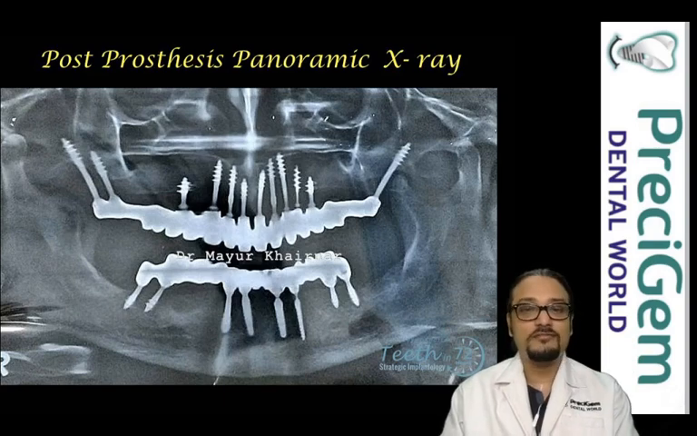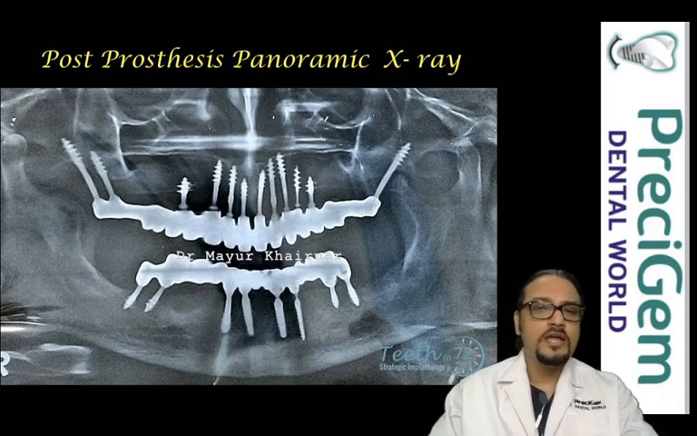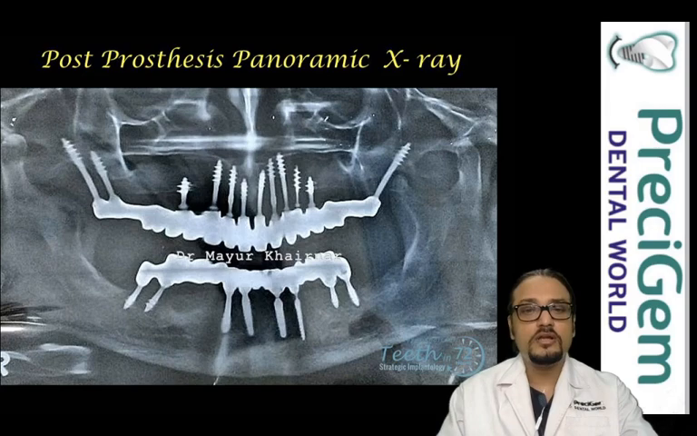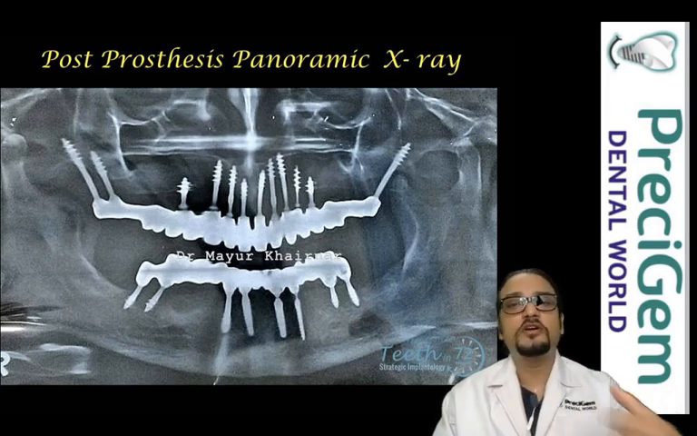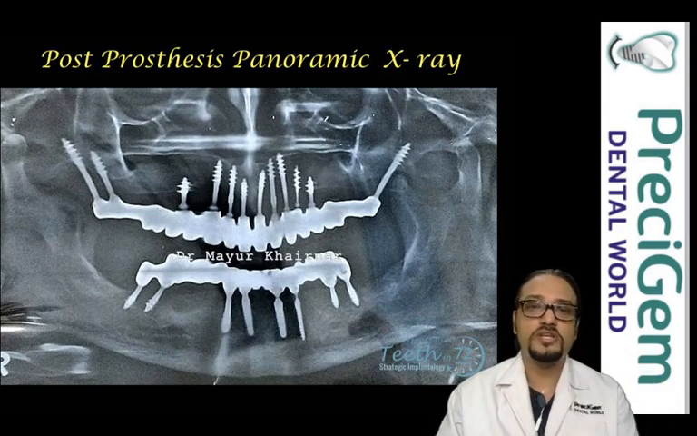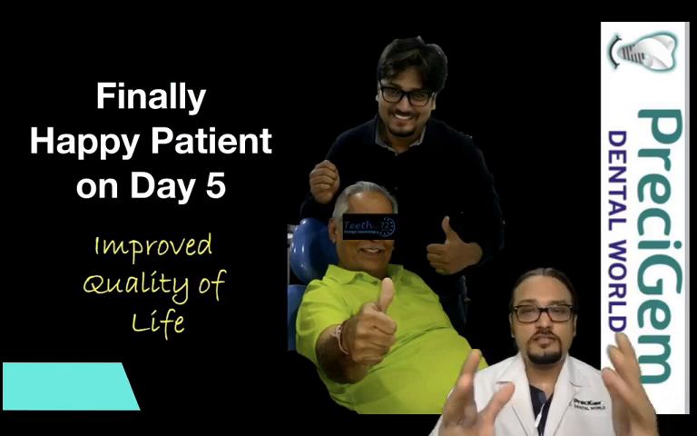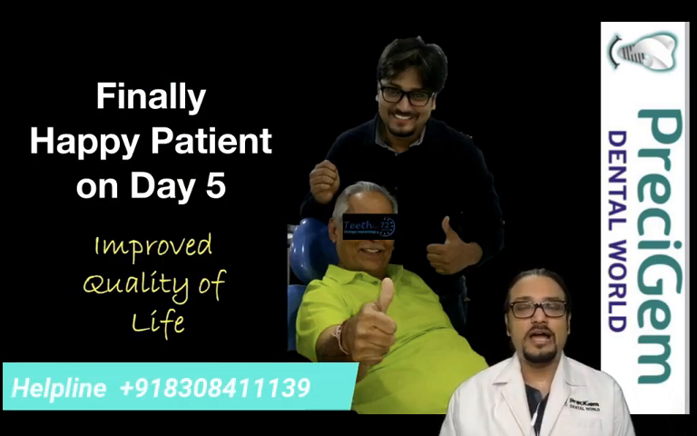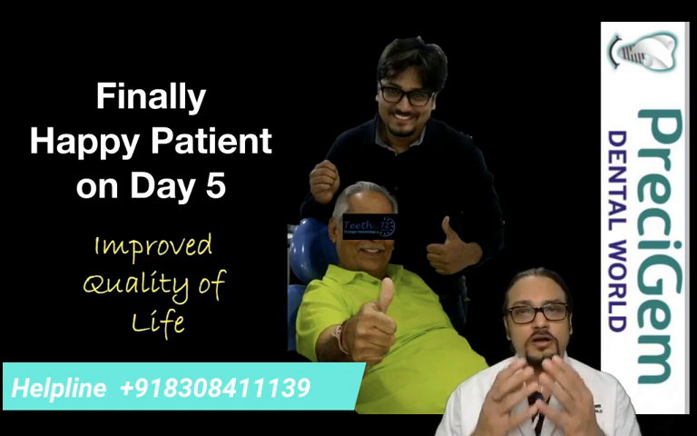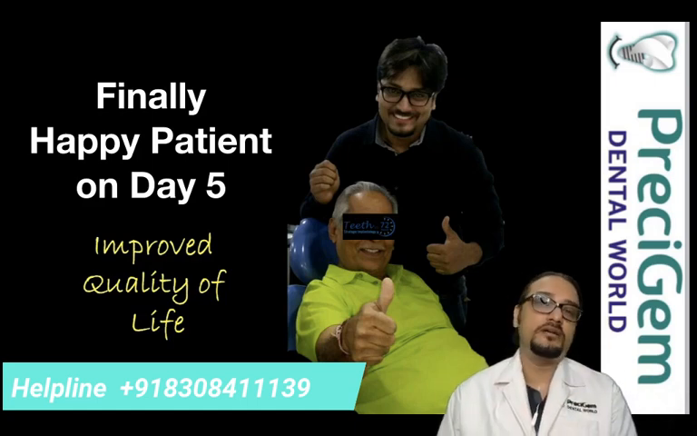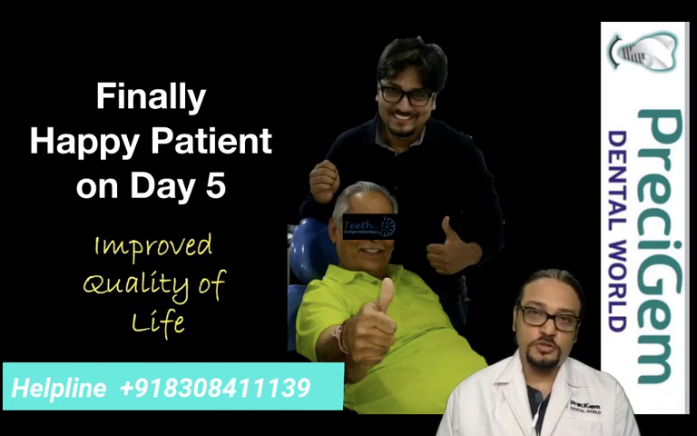So even with that we have avoided the sinus, and in this situation we have given even the lower a single piece. But ideally, if the bone is good enough, we can still give a retrievable option, and we can make a combination of upper cement retained and lower retrievable. That is the final happy patient on day 5, and his quality of life is improved. So with this, I hope you got a clear idea about what is cement retained implant solution and what is screw retained implant solution.